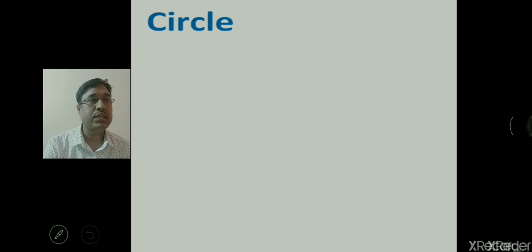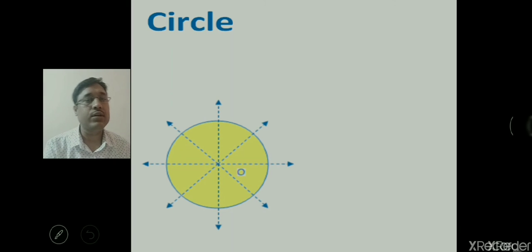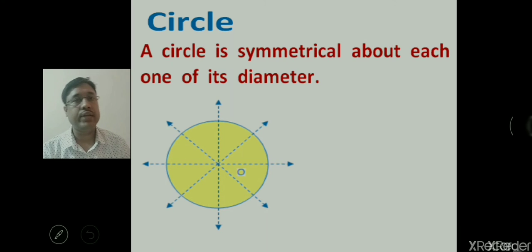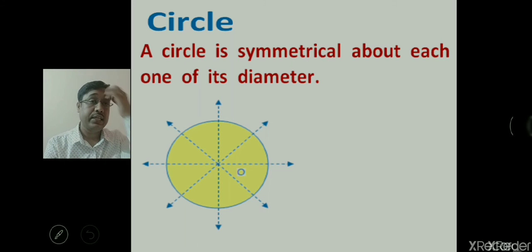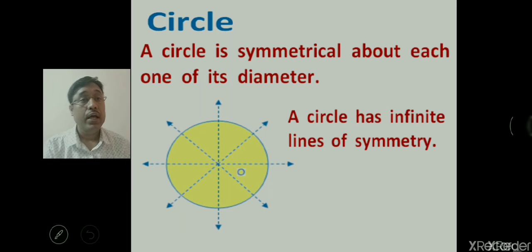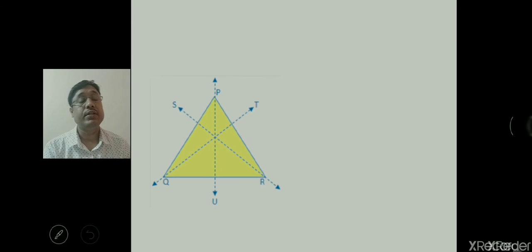Now the circle. Each diameter works as a line of symmetry here, and as we know, it has infinite lines of symmetry because it has infinite diameters. So our circle is symmetrical about each one of its diameters. A circle has infinite lines of symmetry because we can draw infinite diameters in the circle.